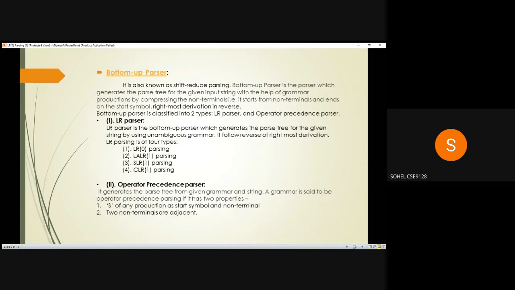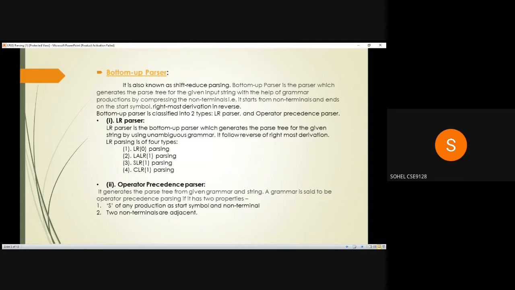Bottom-up parser is classified in two types, LR parser and operator precedence parser. The first one is LR parser. LR parser is the bottom-up parser which generates the parse tree for the given string by using unambiguous grammar. It follows reverse of the rightmost derivation.